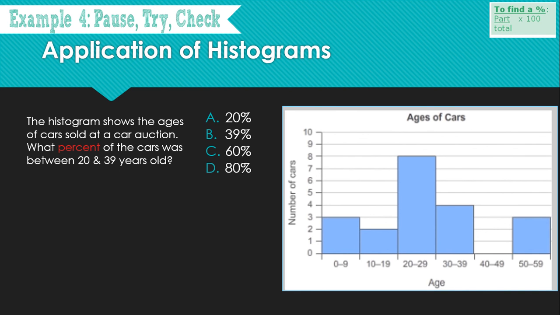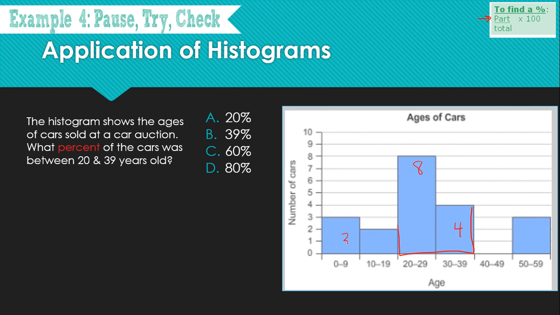We're going to do one more application problem here. The histogram shows the ages of cars sold at a car auction. What percent of the cars were between 20 and 39 years old? So here's my cutoff, 20 to 39. I'm looking at this cluster right here. In my first class from 20 to 29, there were 8 cars. And then in my second class from 30 to 39, there are 4 cars. So I have that part.